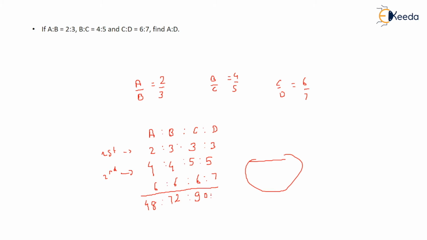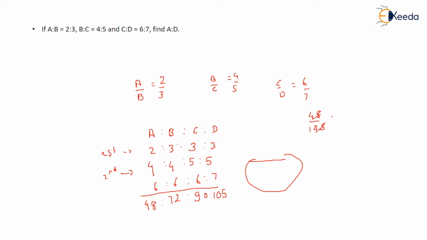And similarly, 3 into 5 is 15. 15 into 7 comes out to be 105. Okay. So these are your numbers. Okay, that will solve it. So what is asked of you? A by D. So A is 48, D is 105. So you can simply cut it by 3.